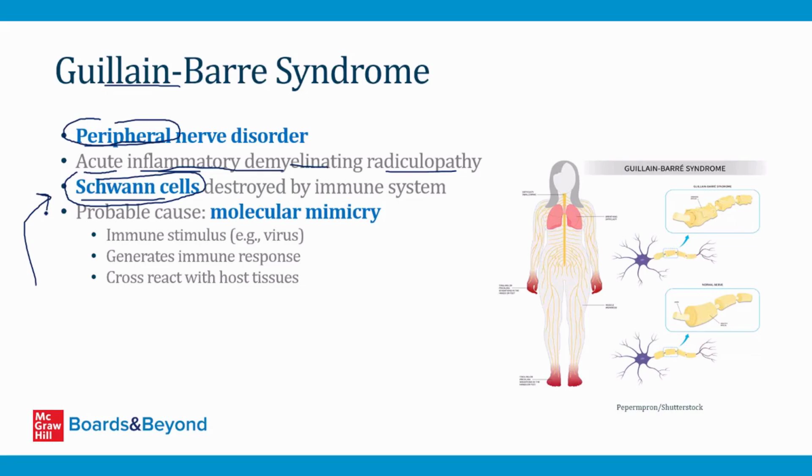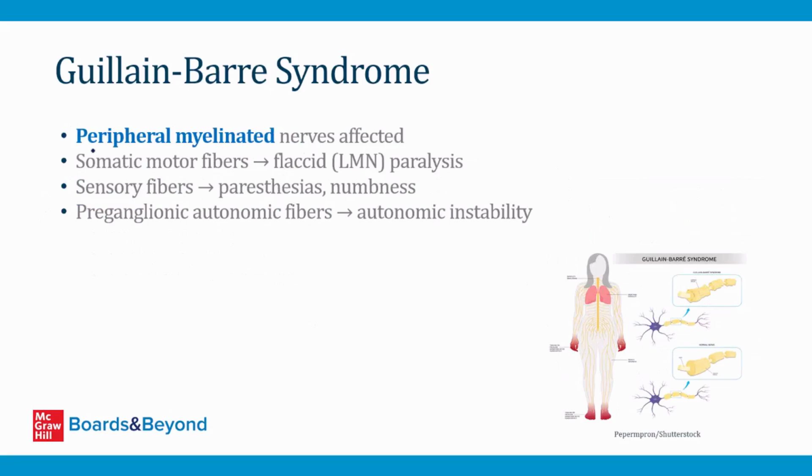And the exact underlying cause of Guillain-Barré syndrome is not well understood, but it probably involves molecular mimicry. As we'll see in a minute, this syndrome is usually triggered by some immune stimulus like a viral infection that generates an immune response, and that probably leads to an immune response that cross-reacts with host tissues, and that's what leads to this disorder. So the nerve fibers that are affected in Guillain-Barré syndrome are peripheral myelinated nerves.